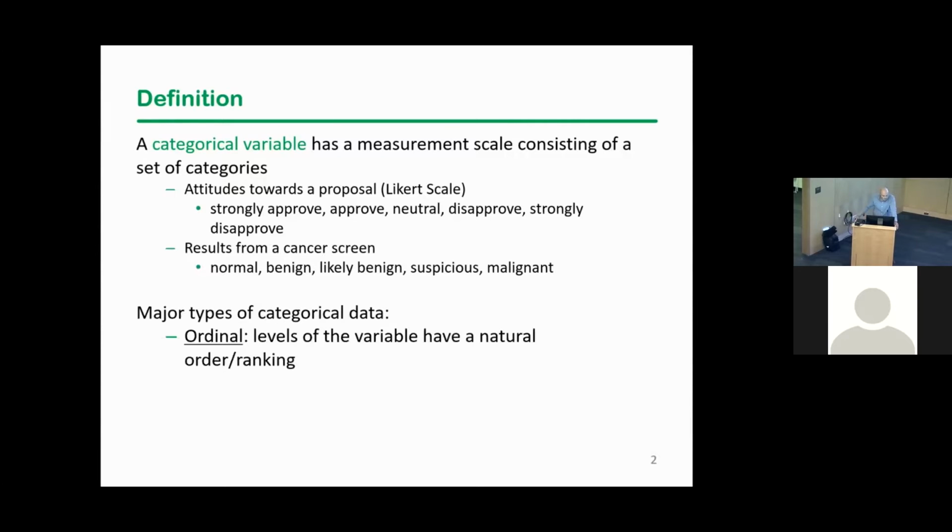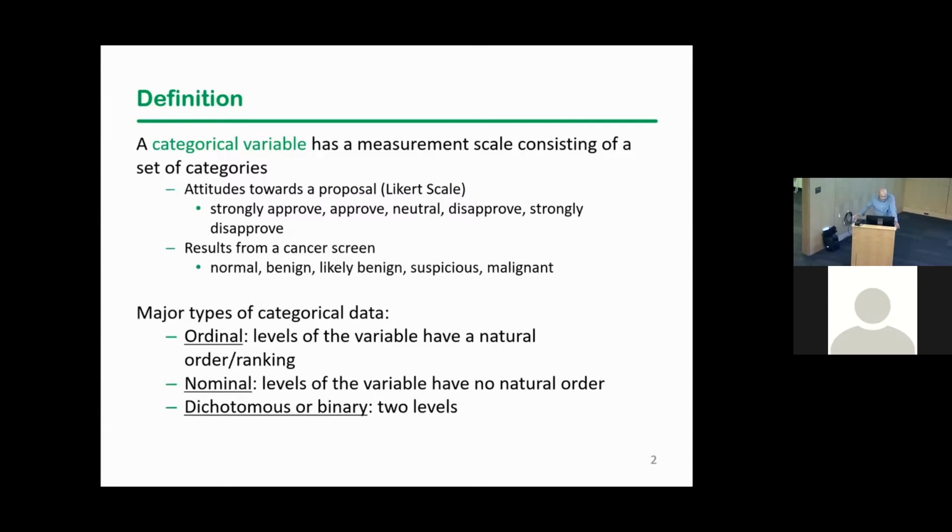The first is ordinal. So this is when the categories themselves have some underlying order to them. The second is nominal. An example of nominal will be the two examples I had above, right? Or at least one of them, excuse me. So the results for the cancer screen may be nominal in some way, although technically you may be able to order that. And then the attitudes for the proposal would be ordinal.